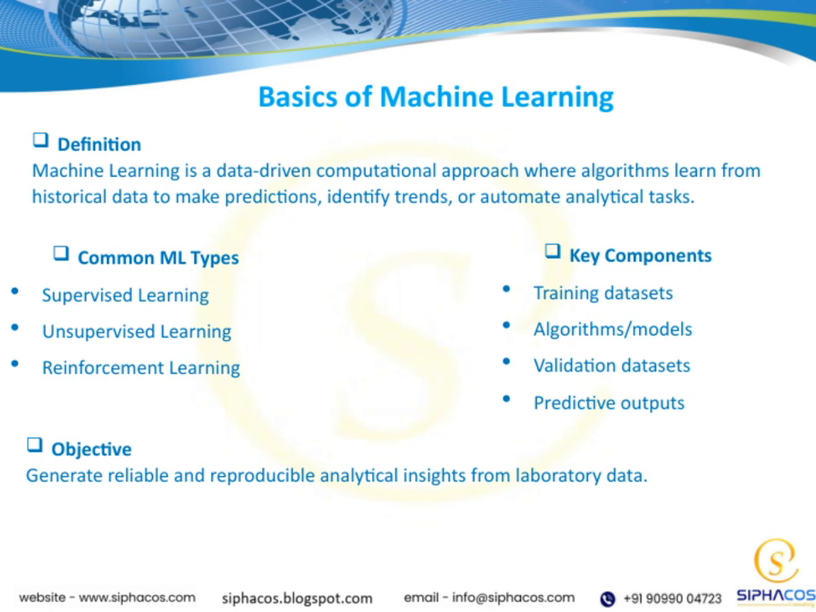Moving on to the key components, first, we need training datasets. These are the data samples we use to teach our models. Then, we have algorithms or models themselves, which are the mathematical methods that learn from the data. Validation datasets follow. They help us test and fine-tune our models to ensure they perform well on new, unseen data. Finally, the goal is to produce predictive outputs. These are the insights or forecasts our models generate based on the data they've learned from.